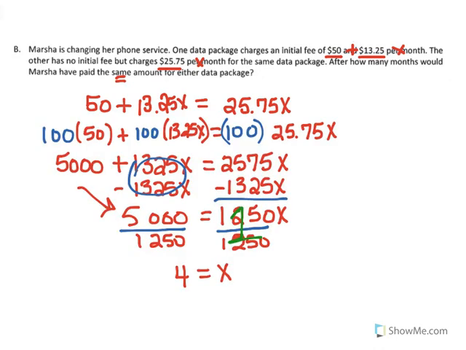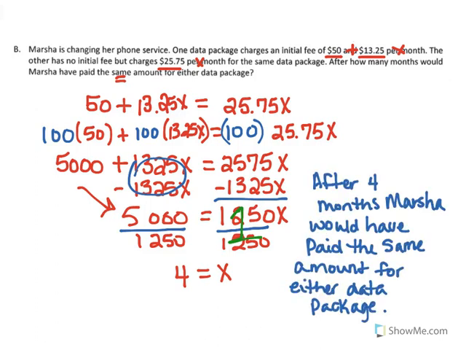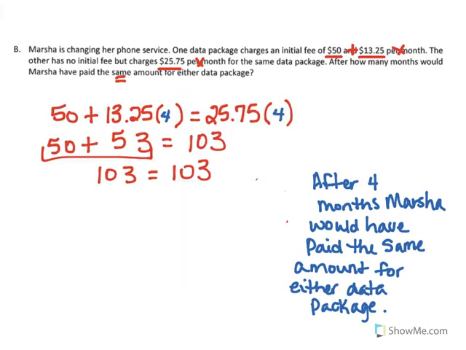So once you did all of your work, hopefully you would have seen that after 4 months, Marsha would have paid the same amount for either data package. Make sure you write that in a complete sentence. I bet you're saying, whew, I'm done. Nope, because I'm sure you didn't check it. So I need you to check it. And once you checked it, you should have received 103 on both sides. So check. You know you have the right answer. We can move on to the next question.